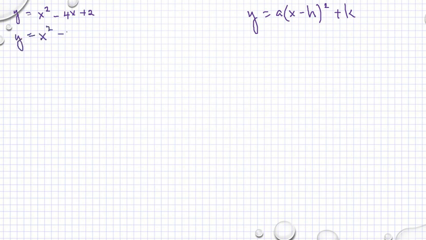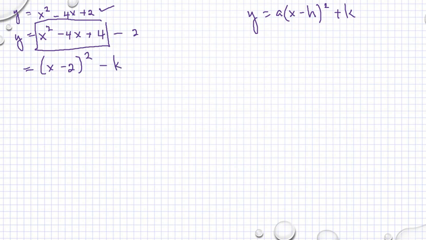We have x squared minus 4x, and then we have plus 2 there. If I have to complete the square here, I need to have, not plus 2, sorry, I need to have 4. That means if I add 2, then I will not go back to my original function. But if I do minus 2, then I will go back to my original function. And this one now is a perfect square, x minus 2 squared minus k.